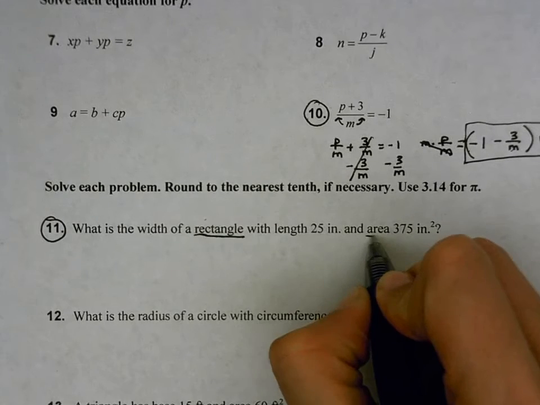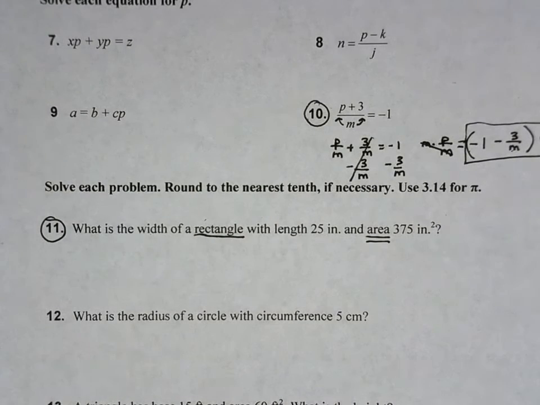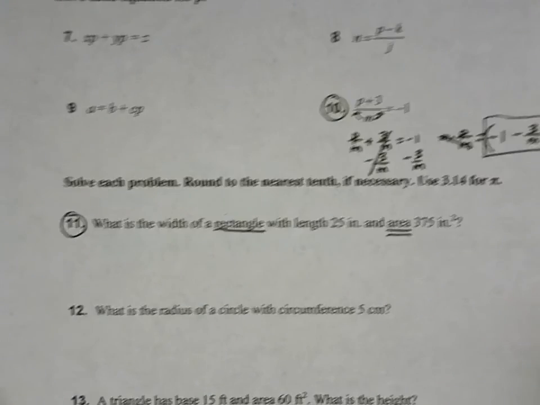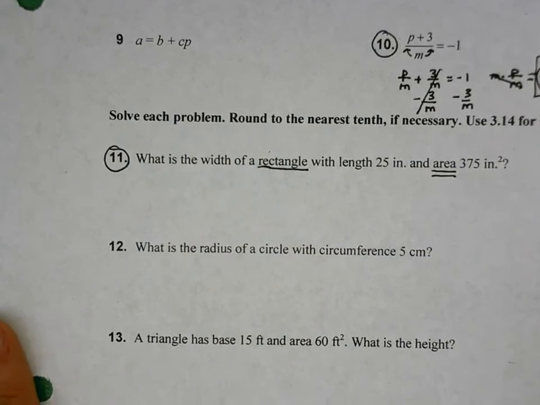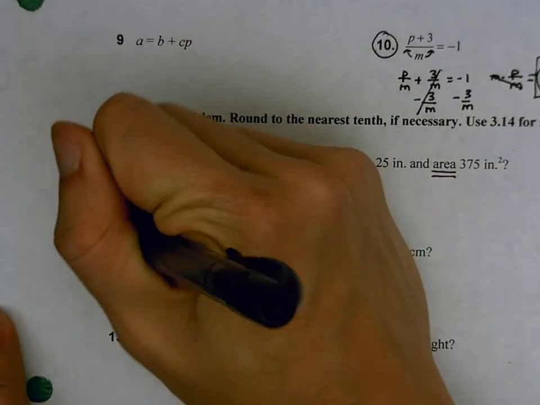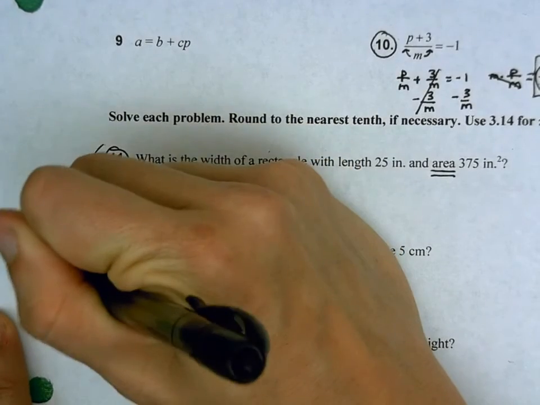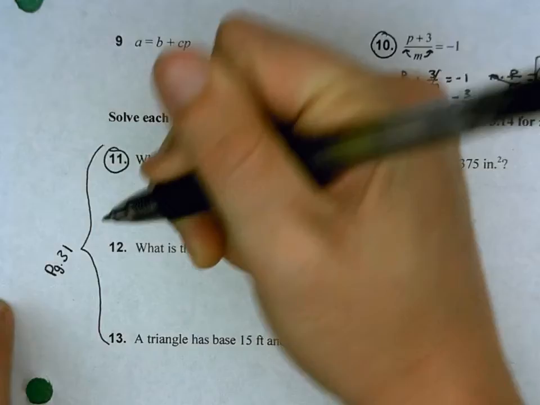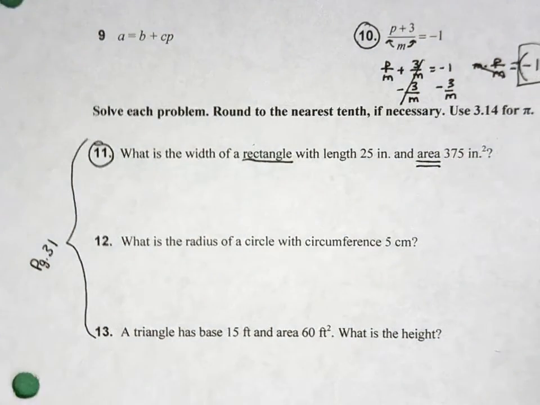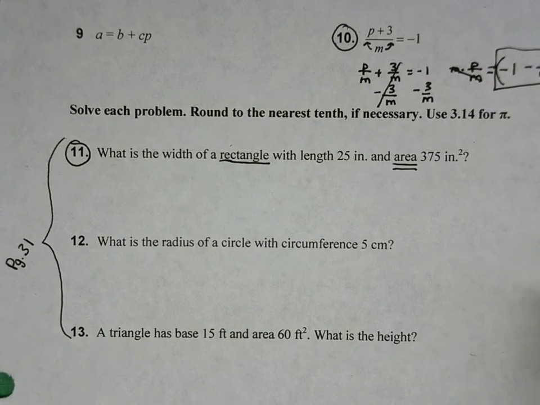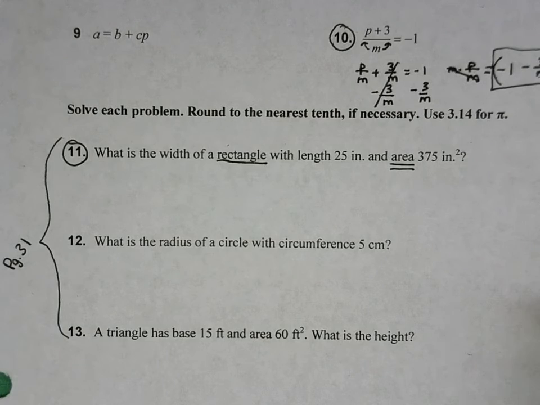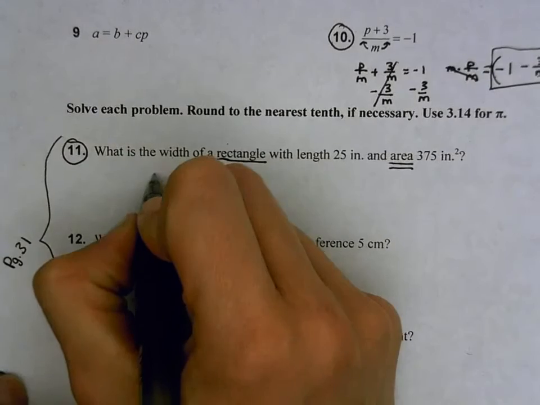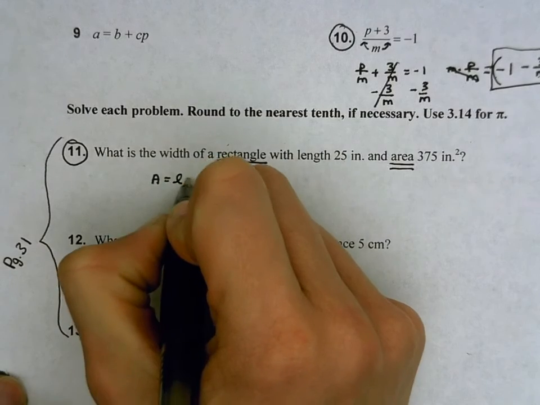And here we've got area, which means I'm going to be utilizing the formula that deals with the area of a rectangle. All of the formulas are located on page 31 of your book. So I'm going to go ahead and write that over here. Page 31, and everyone should have put that at the top of their worksheet before they left today, but just in case, page 31 is where your formulas are located. And when you look on page 31, you find that area of a rectangle is length times width.